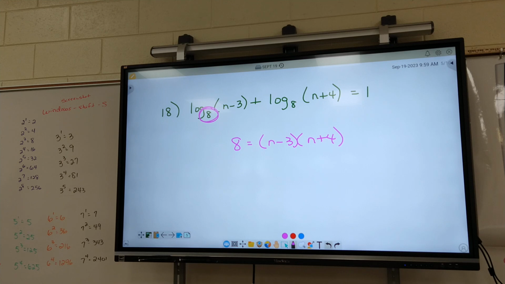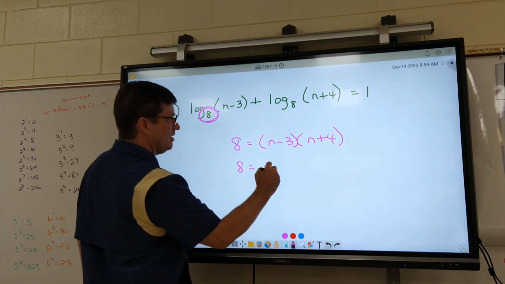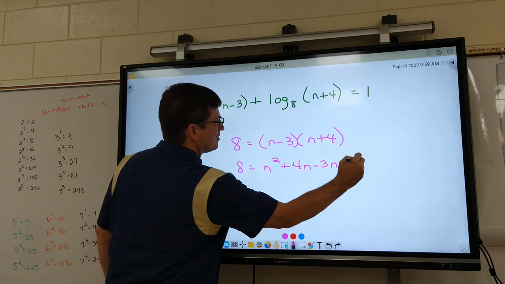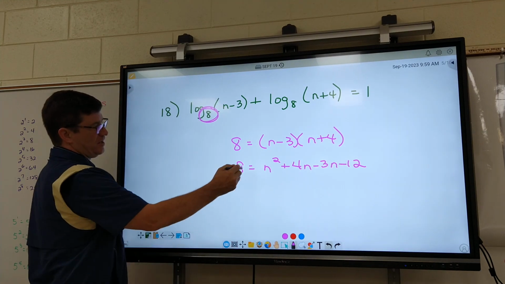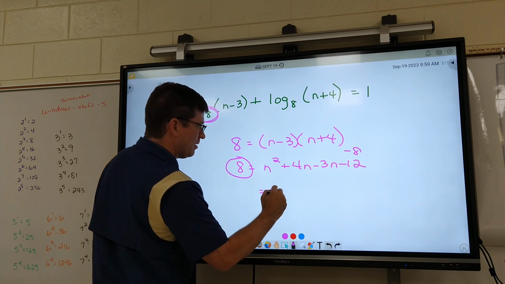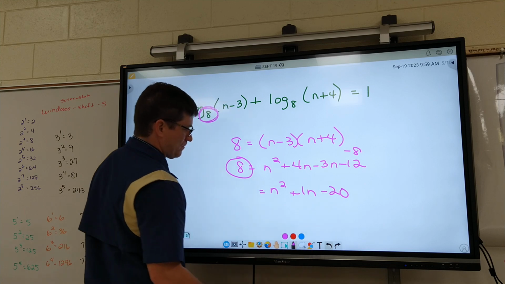I don't think either answers work. Same class, you're welcome to come in here. What's that? I don't think either answers work. All right, so let's foil it out. I've got n squared plus 4n minus 3n minus 12. Take your positive 8, move it over, make it a negative 8. 4. I thought it was -4.